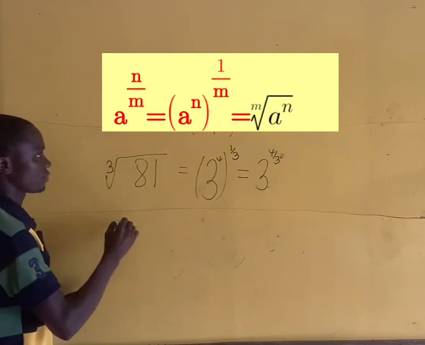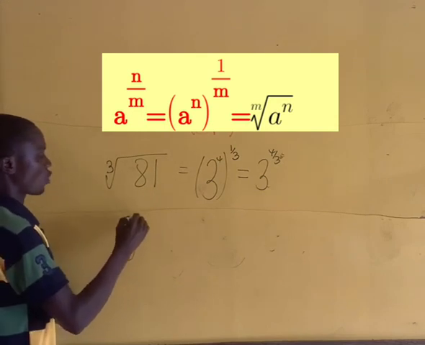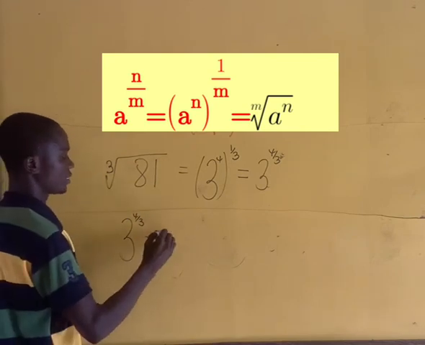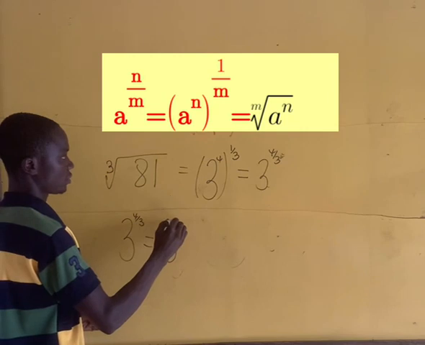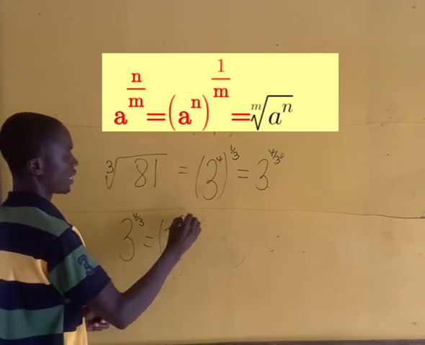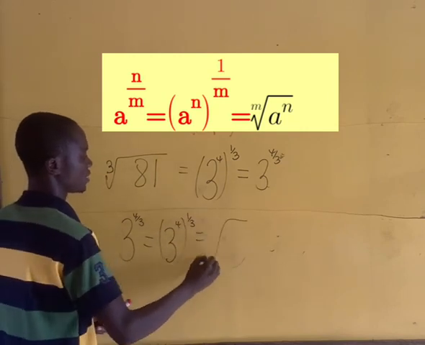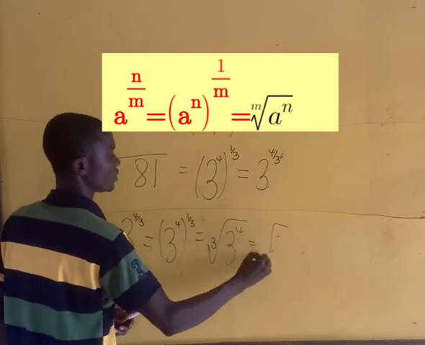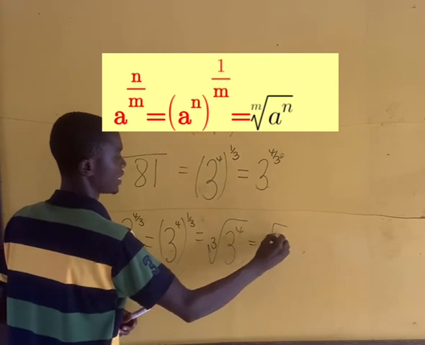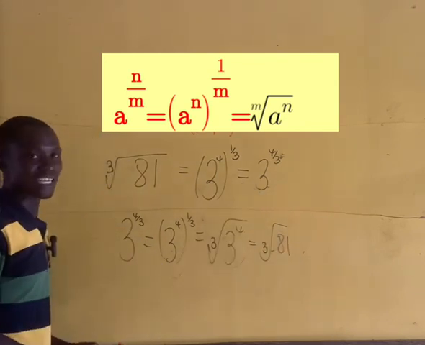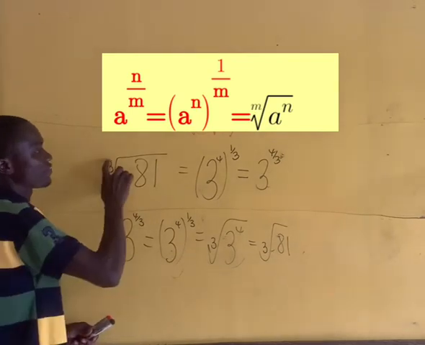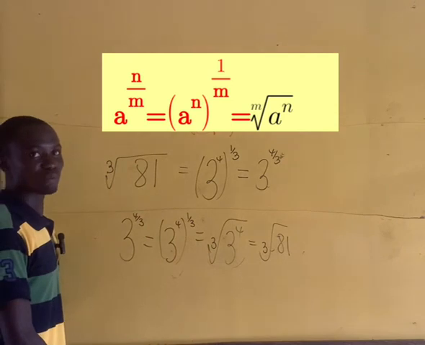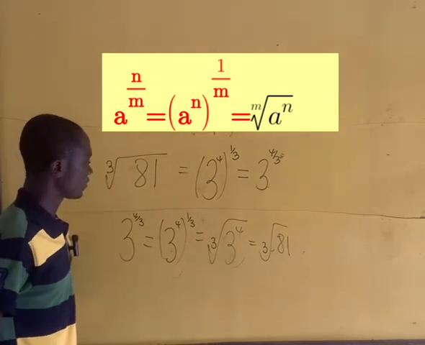So if I have 3 power 4 out of 3, and I want to send it back here, this is simply 3 power 4 power 1 out of 3, which eventually gives the cube root of 3 power 4, and this will be the cube root of 81 in a very simple way. So don't think of sending it forward, you can think of sending it backward in a very simple way. So that is what we have there.